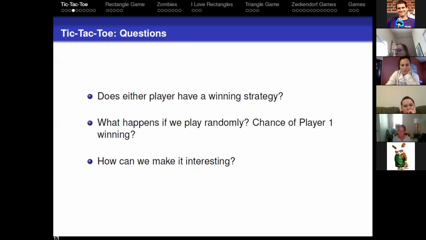So there's a lot of questions you could ask. Does either player have a good strategy? And the answer is no, tic-tac-toe is boring. If both people have a little bit of experience, the game will end with a draw. So what happens if you play randomly? If you assume that you move to any open square with equal probability, what's the chance of player 1 winning? It's actually not hard to write a tic-tac-toe game where you write how the computer responds.